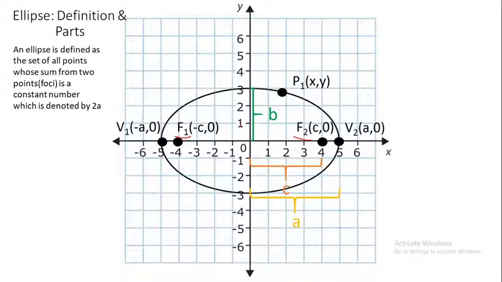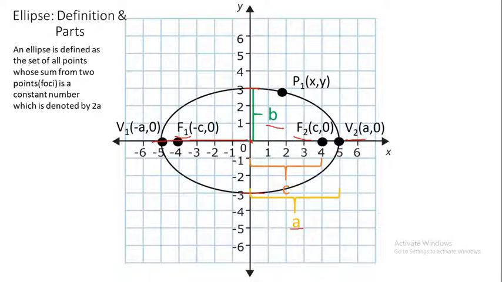An ellipse has the following parameters. It has 2 foci, 2 vertices, and 2 co-vertices. The distance from the center to any of the foci is denoted by c. The distance from the center to any of the vertices is denoted by a. The distance from the center to the co-vertices is denoted by b.